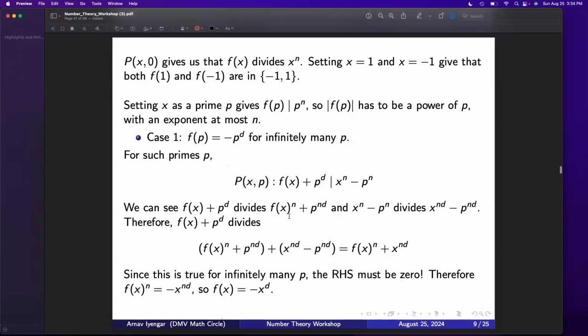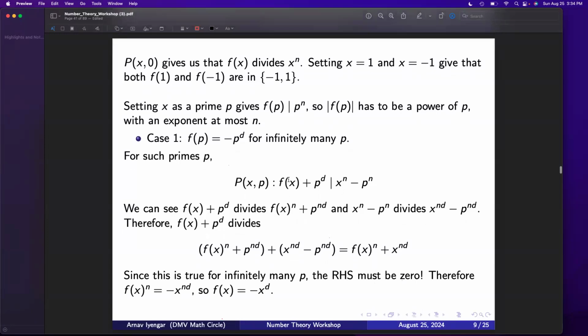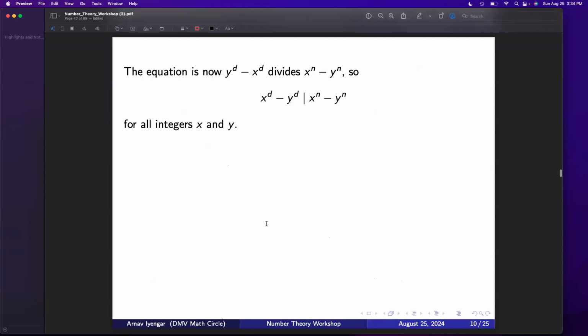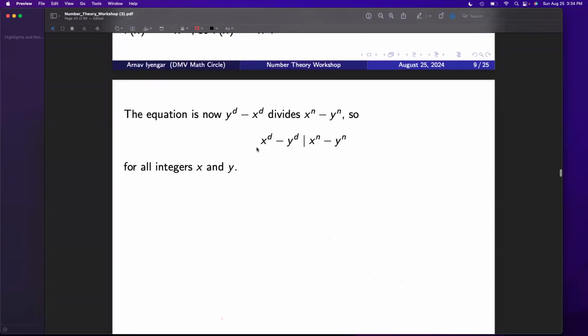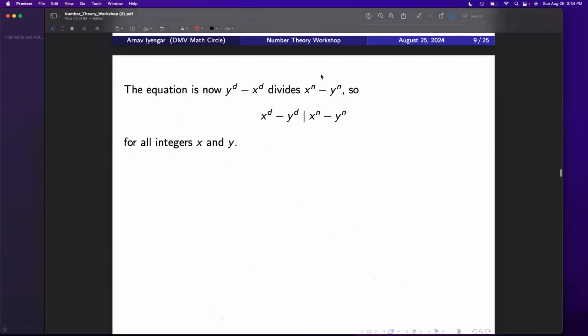And the reason why is you can see, f of x plus p to the d has to divide the right hand side, and it's true for infinitely many p. So now simplifying, you get f of x to the n is negative x to the nd, and since n is odd, you get f of x is negative x to the d. So this was the first case where f of p is equal to negative p to the d. So that's one solution, but not necessarily all these work.